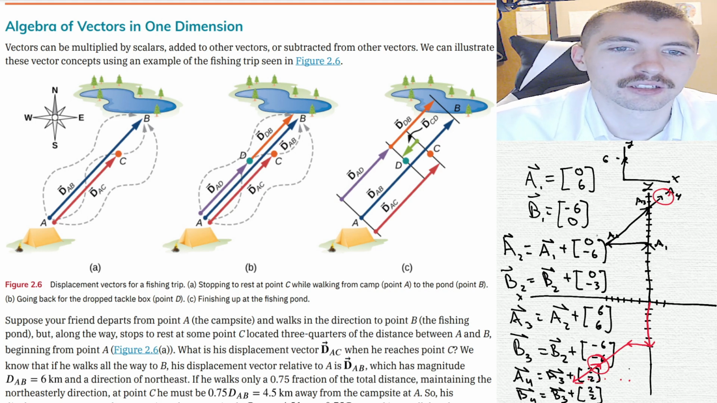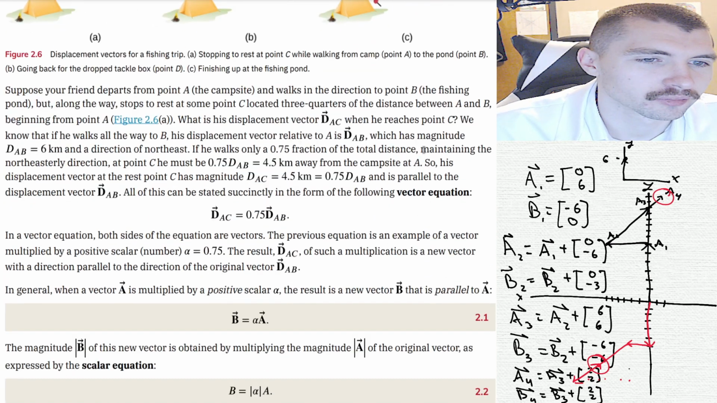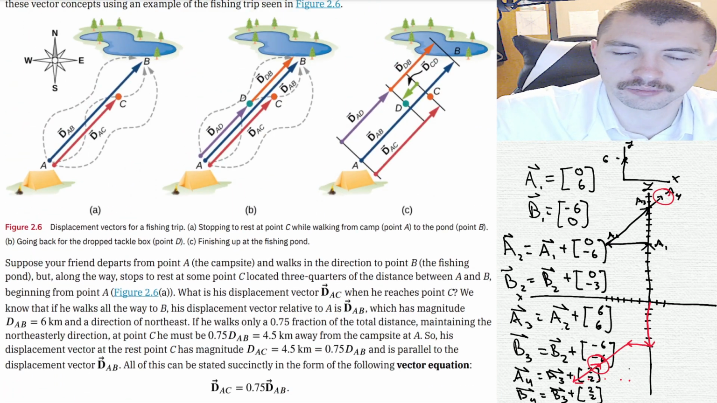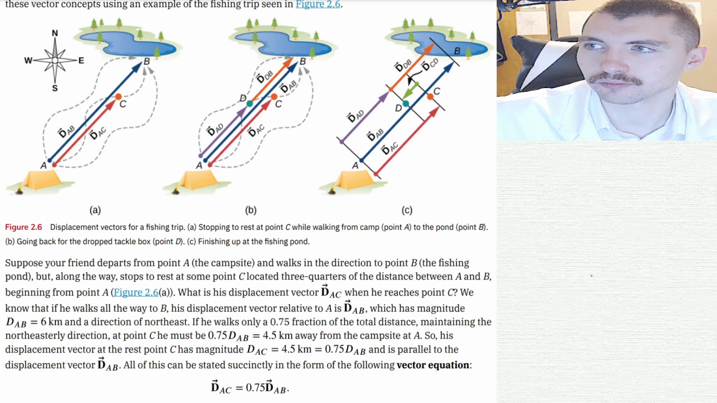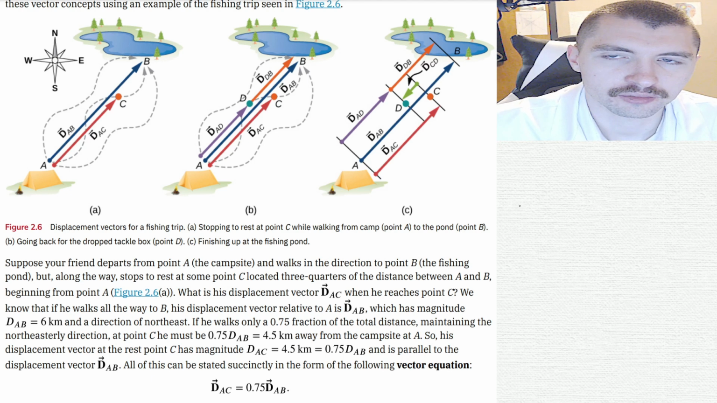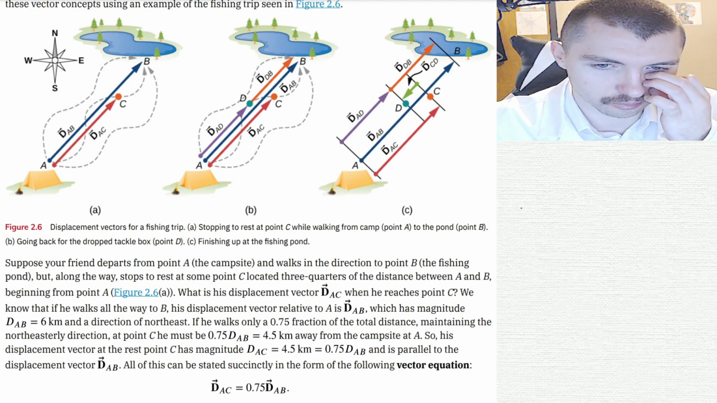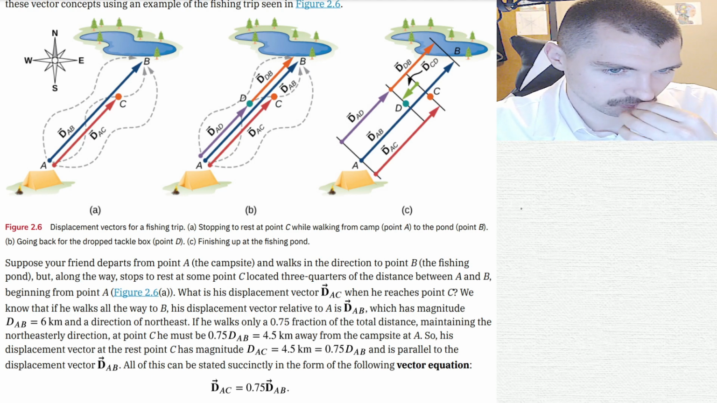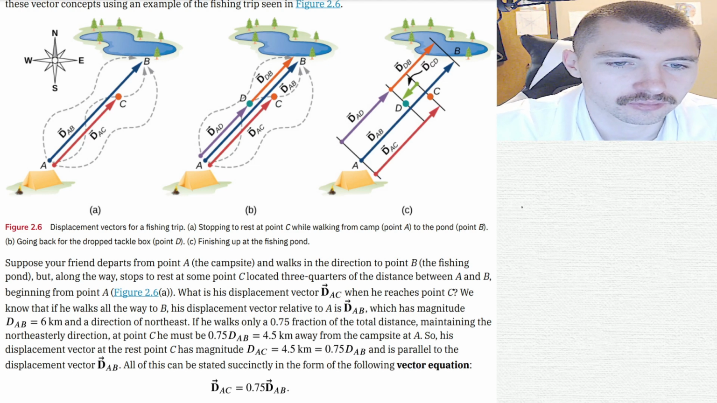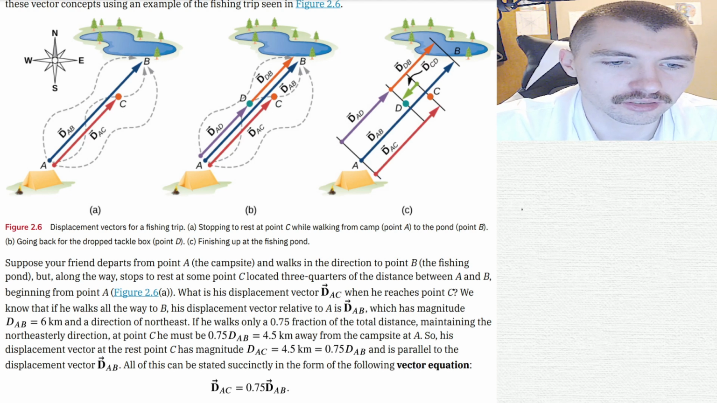Okay. It's not the most clear picture, but I guess it helps a little bit. So suppose your friend departs from the campsite. All right. Suppose your friend departs from point A and walks to point B. So 3/4 the distance from A to B. What is his displacement vector?